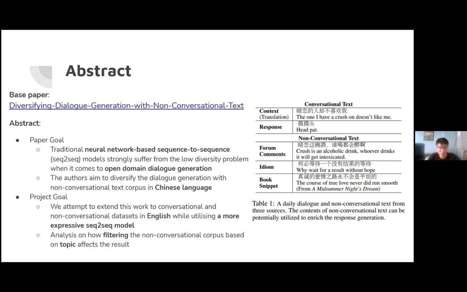And another contribution which we wanted to delve into is whether the type of non-conversational corpus that we are using will affect the results of the dialogue generation. Like how diverse it will be if we use different data sets? Because sometimes if we use a general data set, we might not be using the words which are related to a particular domain. So we will try to filter this non-conversational corpus according to the different topics in the conversational corpus, and see if that changes any results, and possibly analyze what could be the reasons if we get different results.